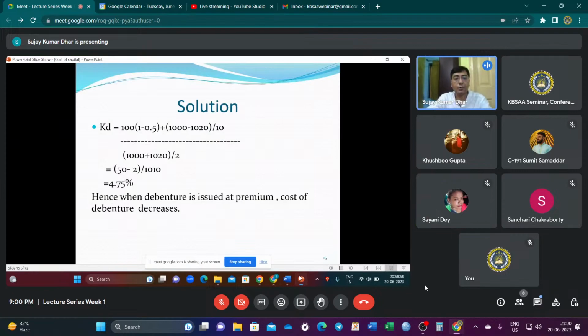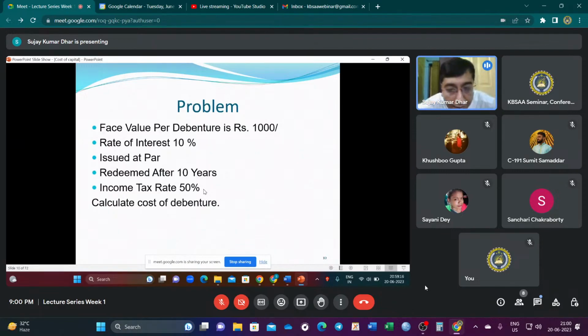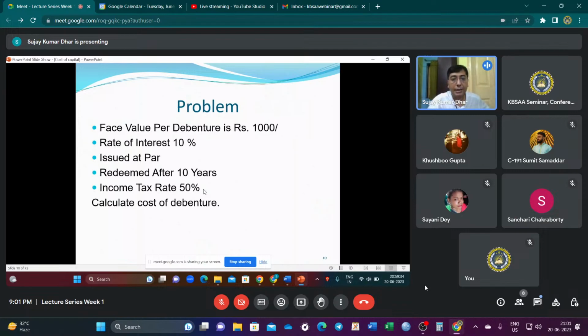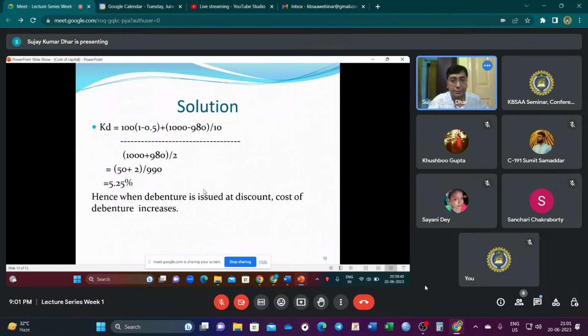Sure. Discount and premium. See, in this example we are saying it is issued at par and it is redeemable at par. So issued at par and redeemable at par means issue price is equal to redemption price. So P equal to F. So we go for the second formula: R into (1 minus T) by P. 10% of 1000, 100, into (1 minus T) by 1000, 5%.